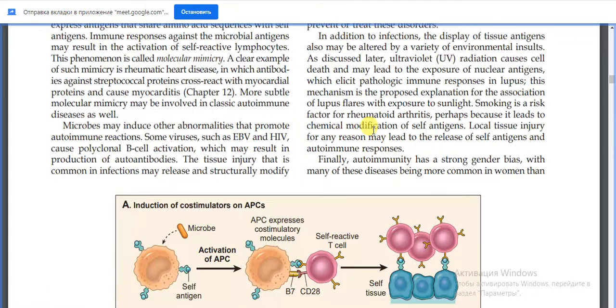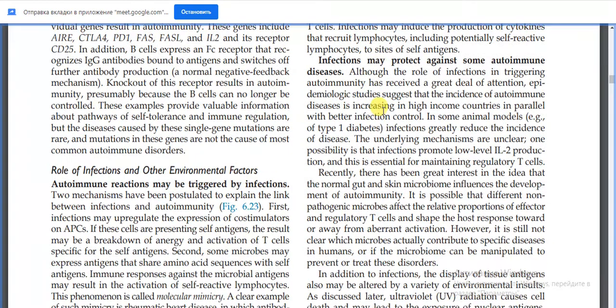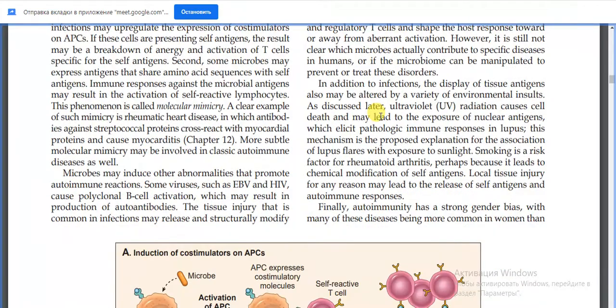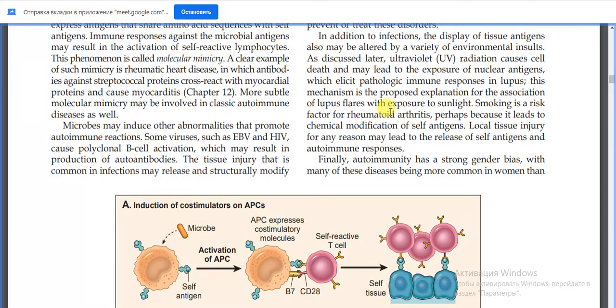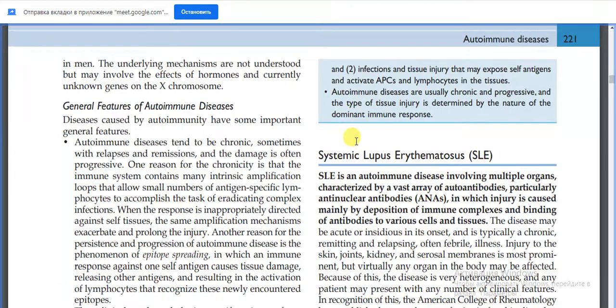Also other viruses like EBV and HIV cause polyclonal B cell activation, which may result in production of autoantibodies, as an additional factor. What else can we see? Ultraviolet radiation can promote the autoimmune reaction. Okay, let's skip it.